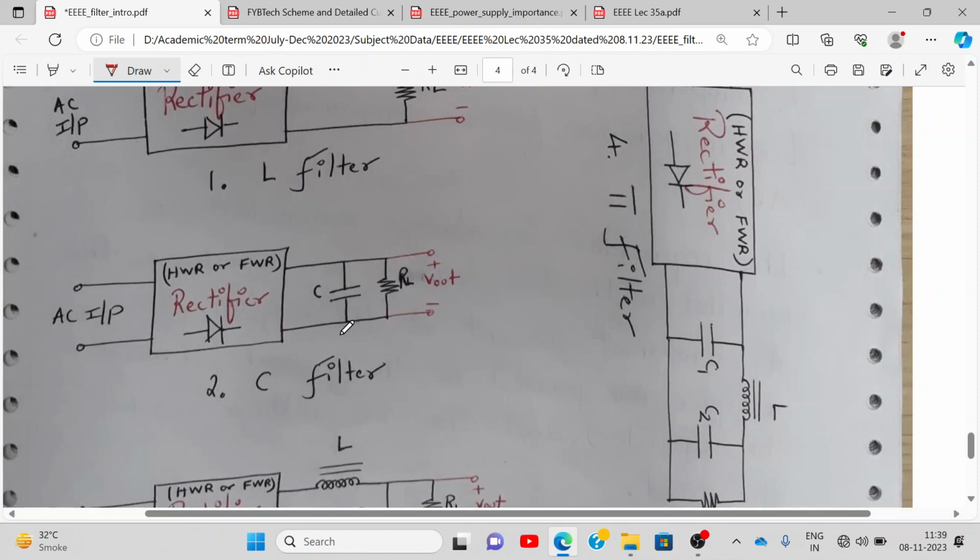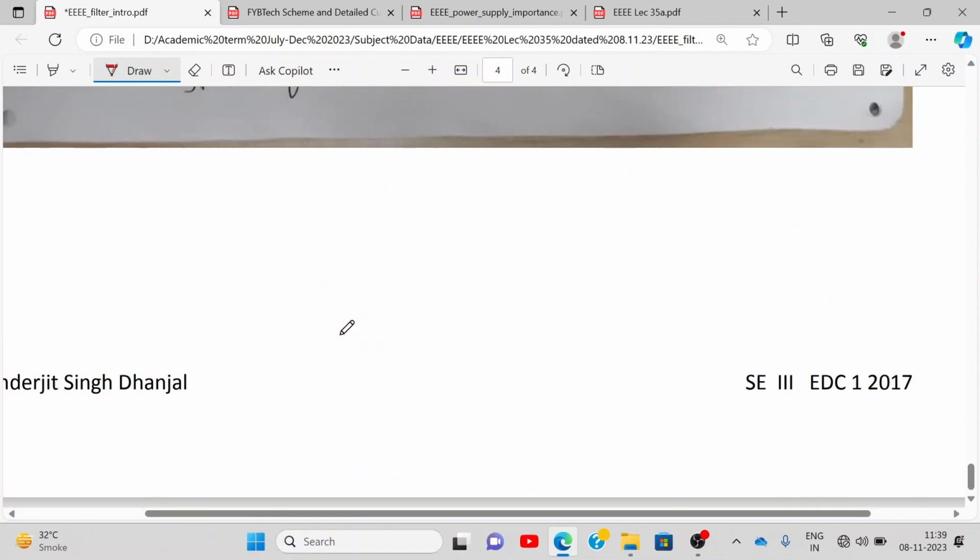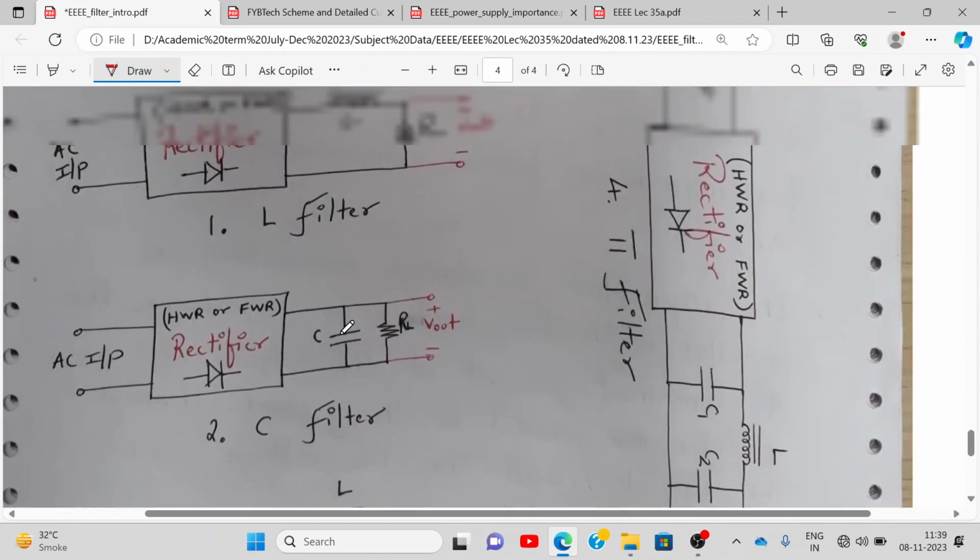Why is it connected in parallel? Because it allows AC and blocks DC. So we are not interested in the other filter circuits. We will start with the capacitive filter circuit only. So write down over here, this is lecture number 35.